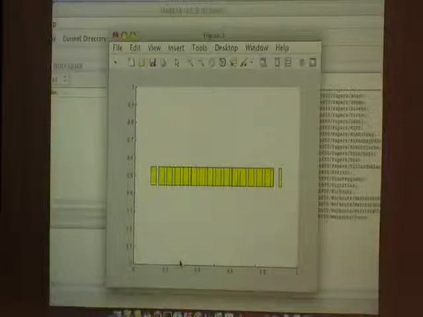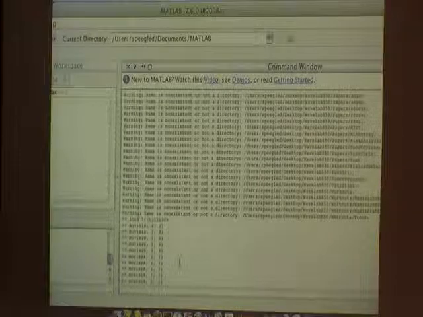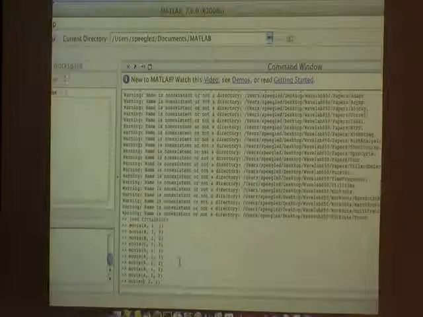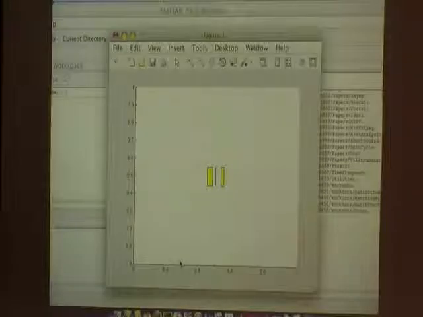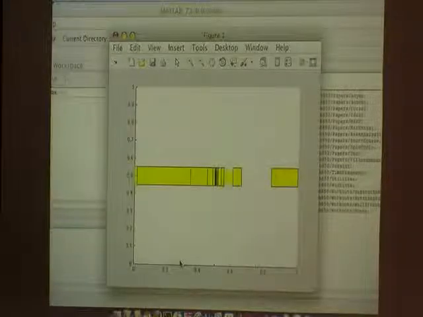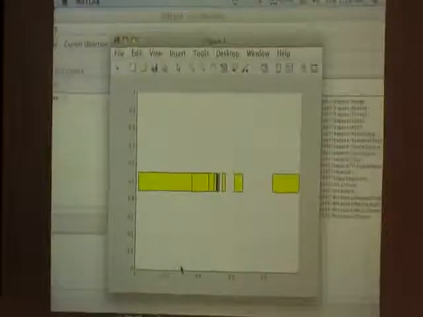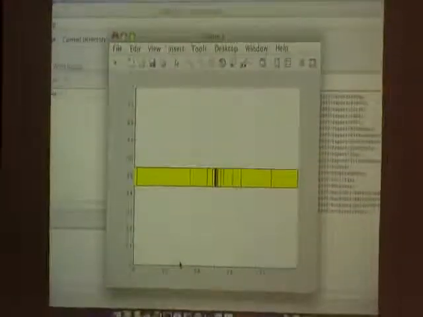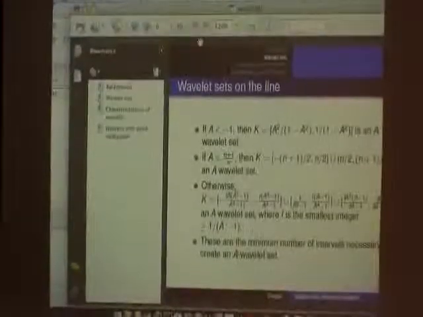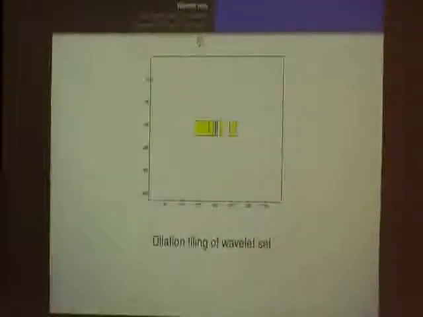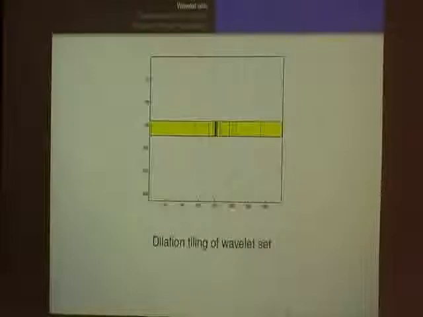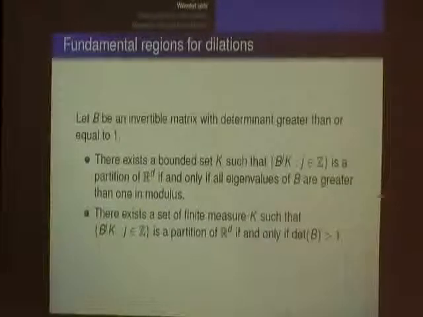And then I have another little movie that'll do the dilations. So this is with the B. And you can see that the dilations also, at least it looks like, tile the line. I'm not sure how convincing it is, but it looks like they tile the line. Okay. And I didn't know whether MATLAB was going to work here because it's really tricky. It doesn't always work, so I had these also.